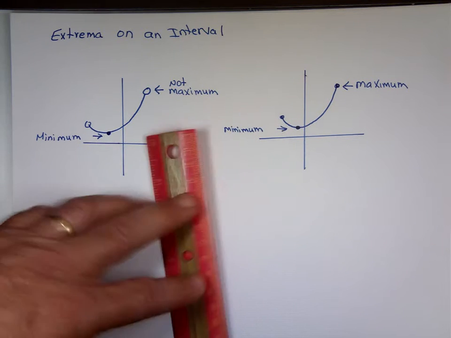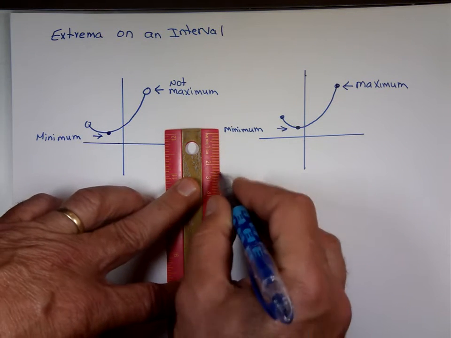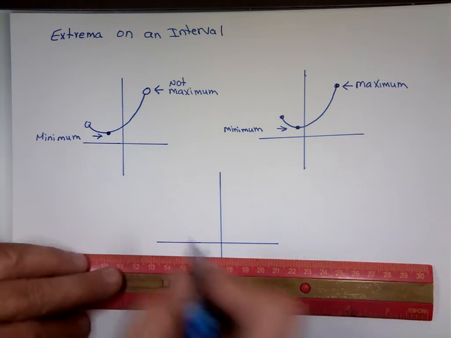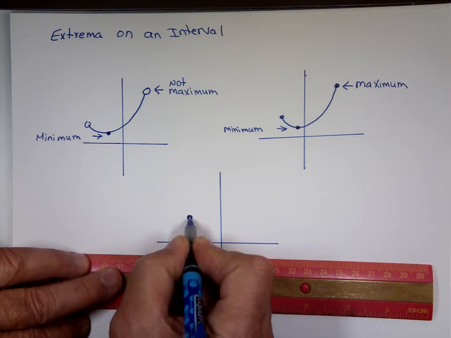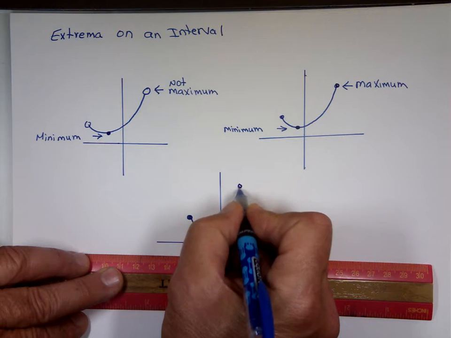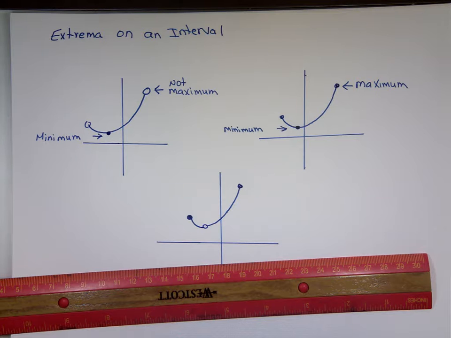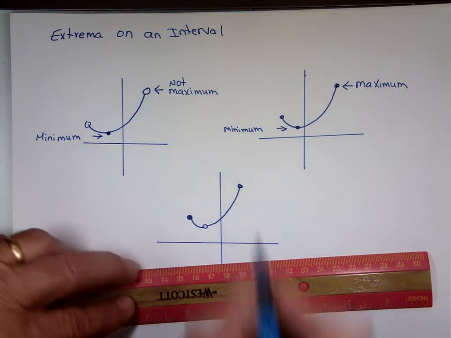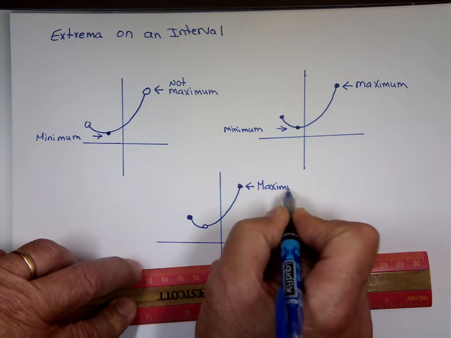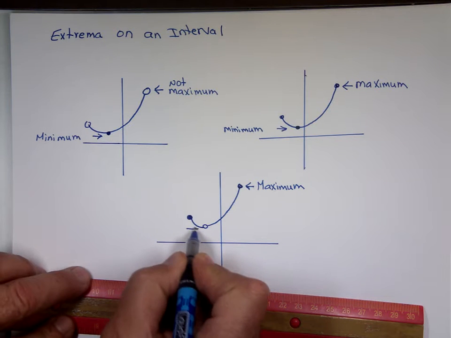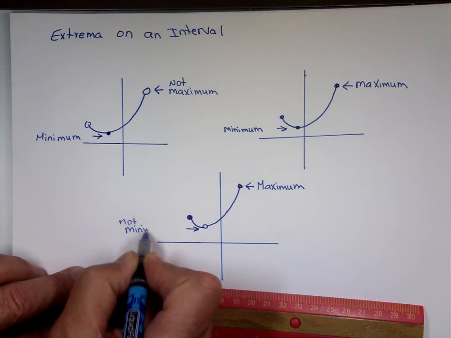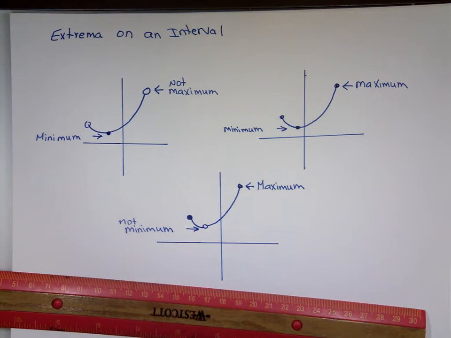I could have changed the problem just a little bit more, the same one. Now the bottom is a hole. This is now a maximum. What about this one? Not a minimum. It's not a minimum value.